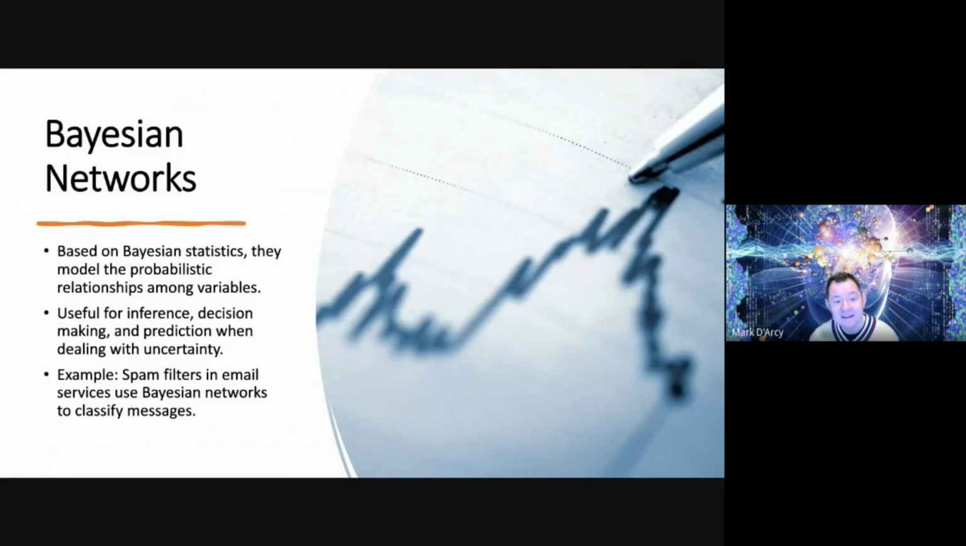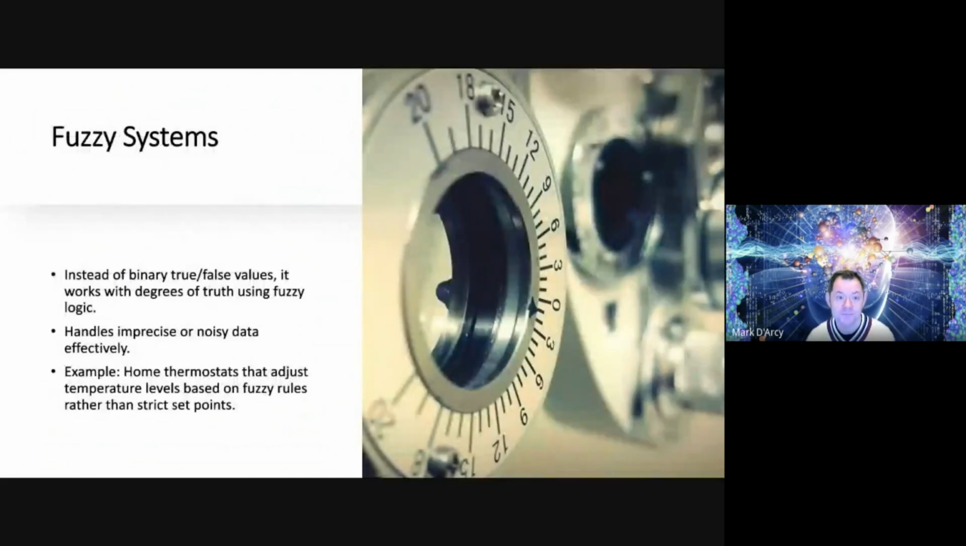Next, Bayesian networks. Based on Bayesian statistics, they model the probabilistic relationships among variables, useful for inference, decision-making, and prediction when dealing with uncertainty. Example, spam filters in email services use Bayesian networks to classify messages. They get better at doing it as they go along.